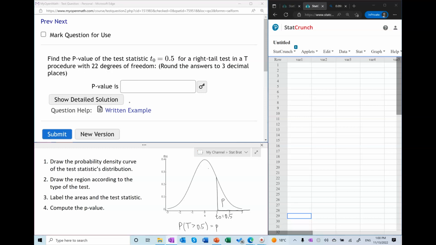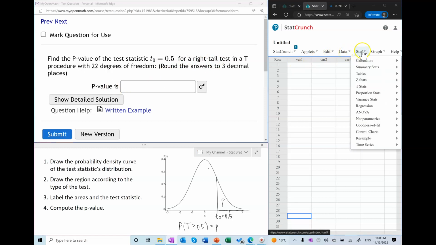Now, this quantity cannot be found using a t-table. A t-table only gives you the critical values. So to find this quantity, you have to use technology, whether you use Excel or TI-83 or StatCrunch, you will get the same answer. I'm going to show you how to use StatCrunch because it's just the most visual way of all three that I listed.